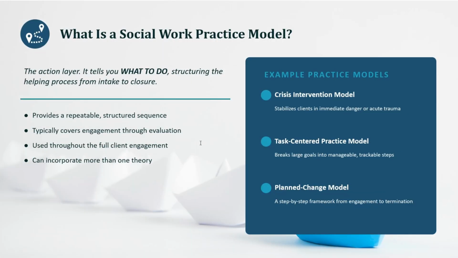Now let's look at the other half, the practice model. A practice model is the action layer. It tells you what to do, structuring the helping process from intake all the way through to closure. Most practice models follow some version of engagement, assessment, planning, intervention, and evaluation. Examples include the crisis intervention model, the task-centered practice model, and the plan change model.